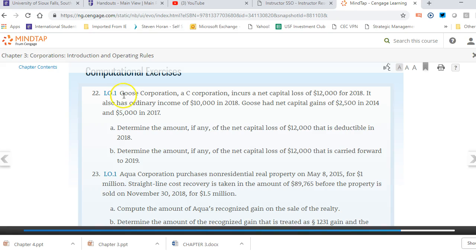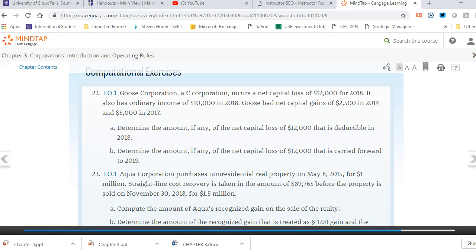You can see here the first one, 22. Goose Corp, a C Corp, incurs a net capital loss of 12 for 18. Has ordinary income of 10 in 18. They had net gains of 2,514 and 5,017. So part A, determine the amount, if any, of the net capital loss of 12,000 deductible in 18.